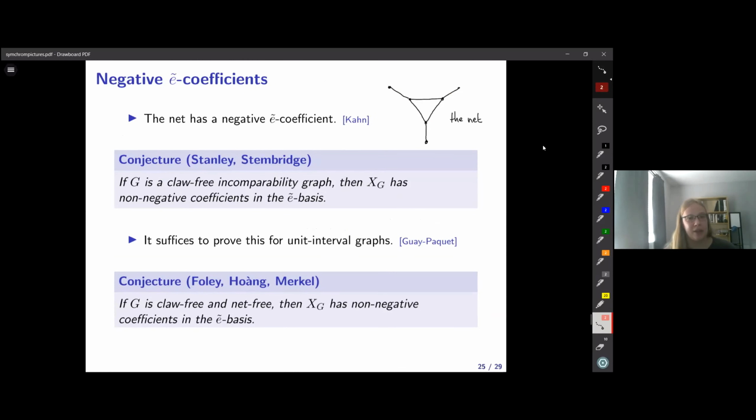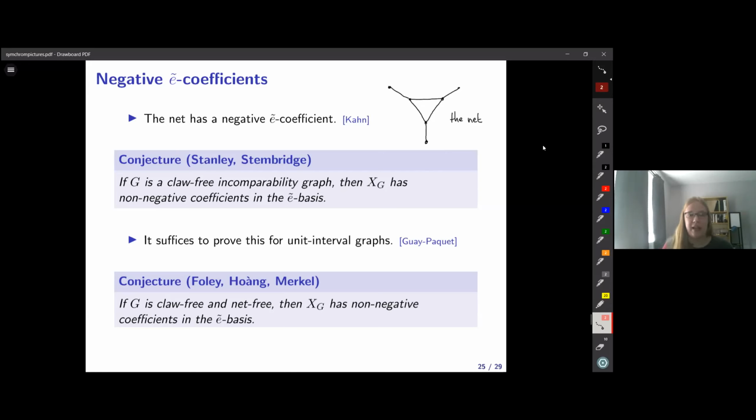So instead, people looked at, when does that happen? Maybe the claw is the only problem, the only case where this has a negative coefficient, and there's an example of Kahn's that says, well, no, there's another one. This one, called the net, also has a negative E coefficient, which led to the Stanley-Stembridge conjecture, which is one of the main conjectures people are working on in this field, saying if G is claw-free and unweighted, we are assuming from now on, and an incomparability graph, then XG has non-negative coefficients in the E basis.